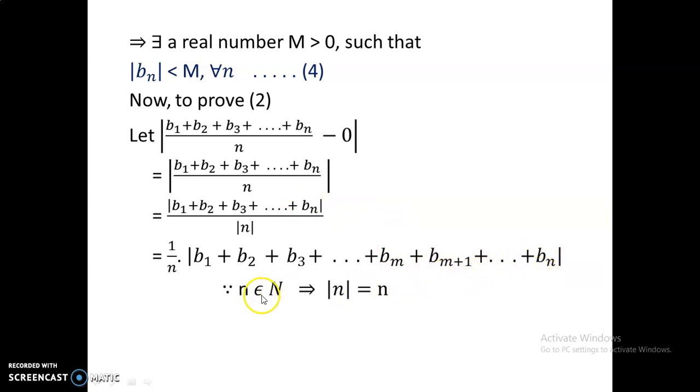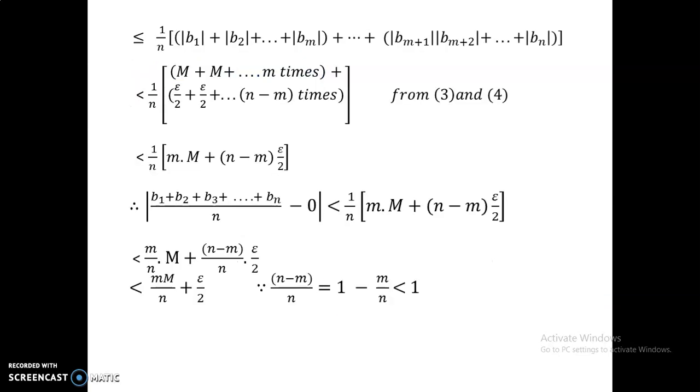So then we have, since for every n that belongs to the natural numbers greater than capital M, that implies the modulus of n is also n itself. Therefore, that implies that each term of bn has magnitude less than or equal to 1 by n. So then we have, as we know, this is m terms of capital M, and so on m times of this one, plus what we have taken, that is epsilon by 2, and so on n minus m times of that.